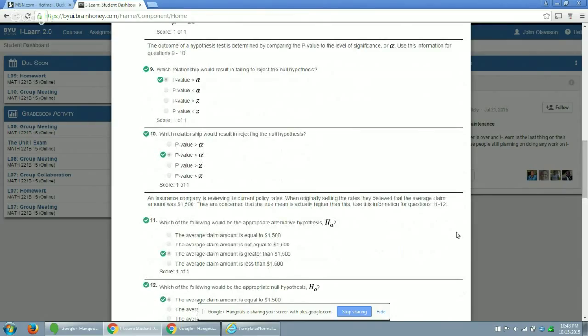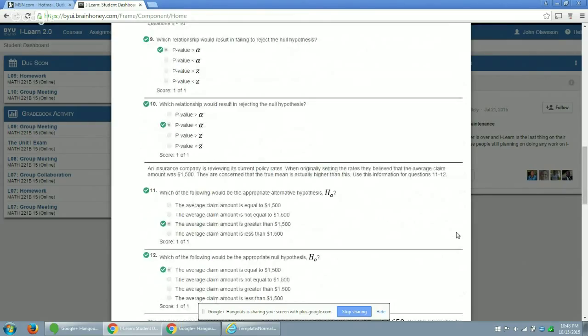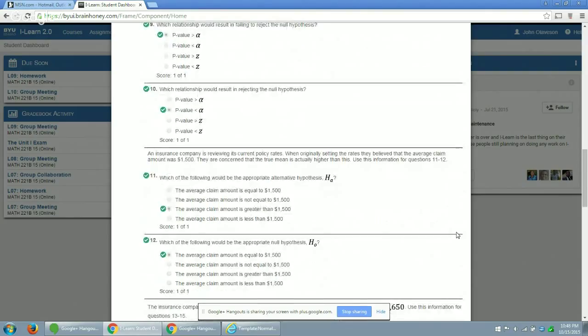It says an insurance company is reviewing the current policy rates. When originally setting the rates, they believed that the average claim was this. So we know that H0, the null hypothesis, is going to be equal to this. And it says they're concerned that the true mean is actually higher. So when it says actually higher, we look for this one right here. It's going to be greater. So that would be that one right there.